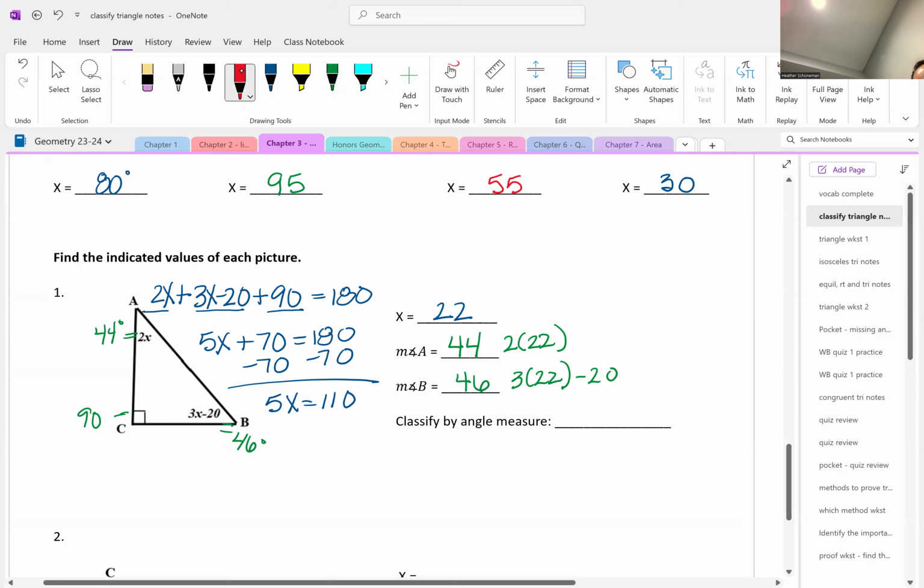And the question then asked, classify it by angle measure. So with angle measure, you're looking at acute, obtuse, right, or equiangular. Well, definitely don't have all the angles the same. They're not all less than 90, but we do have one that's equal to 90. So that would make it a right triangle.